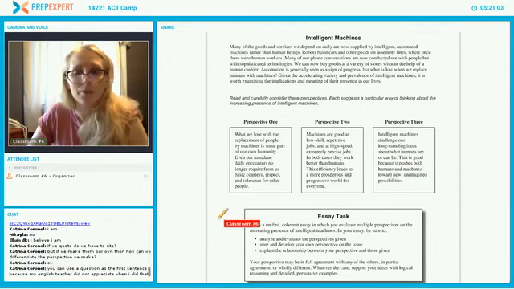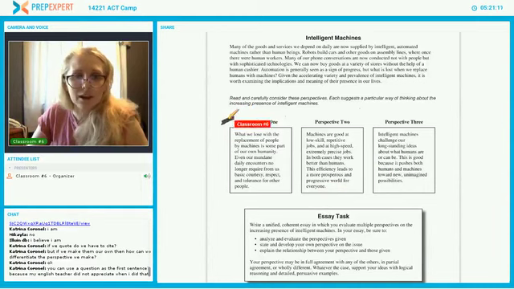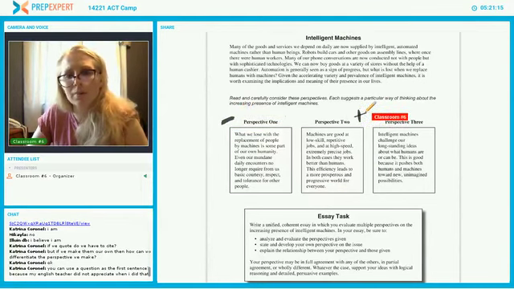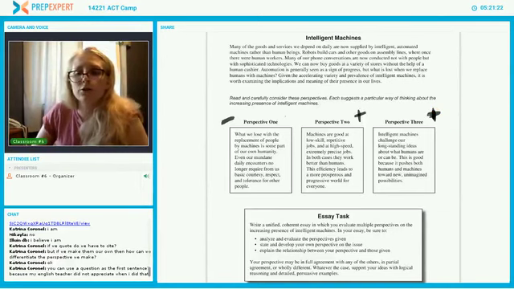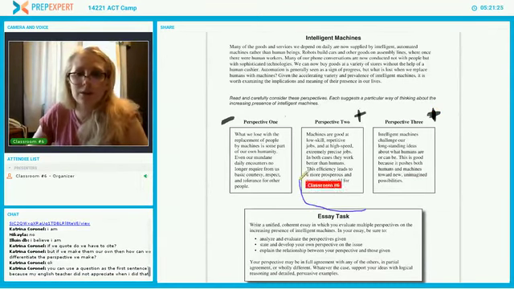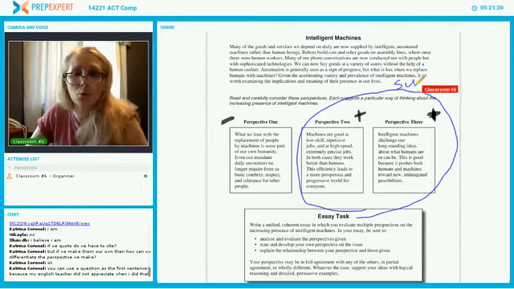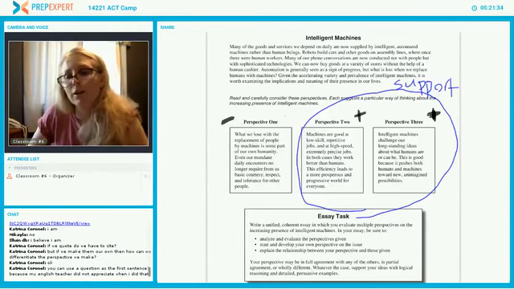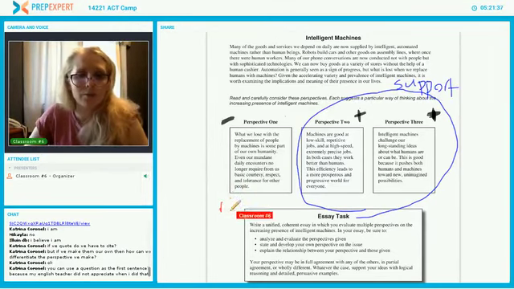Okay, so what we should do while we're reading the perspectives is start grouping them. Perspective 1 is pretty negative, right? It doesn't have a good view on intelligent machines. Perspective 2 is pretty positive, and perspective 3 is pretty positive. Now, basically, what we're going to want to do is group these into two categories. We are going to use these two perspectives to support our thesis, which we haven't developed yet. And we're going to use this one as rebuttal.